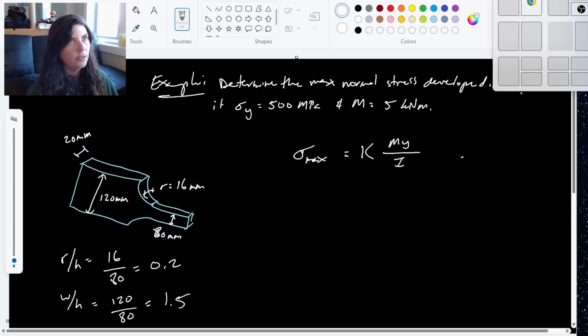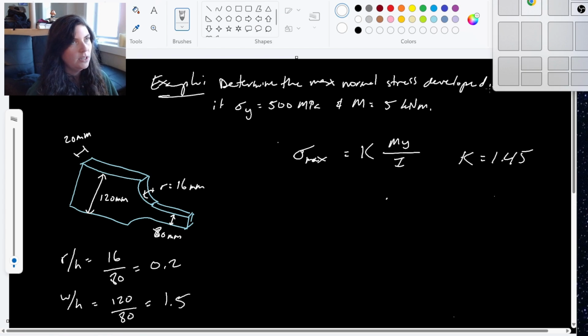That K value there. Oops. Alright, I guess that box is just there now. Thanks, Windows. 1.45. Alright. So I have my K value.